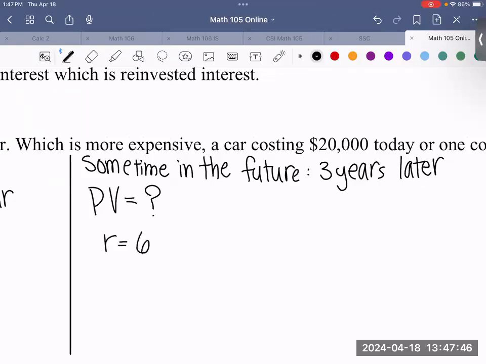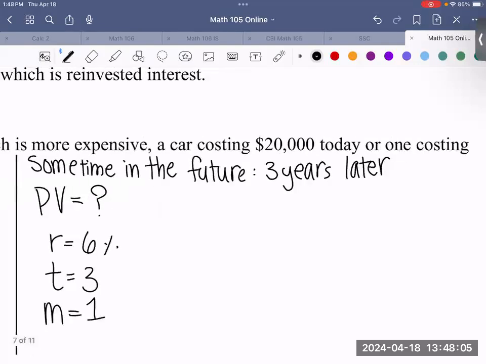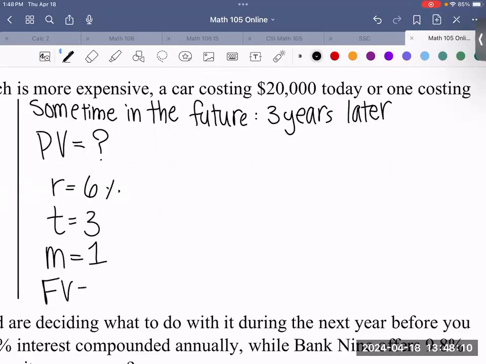We know your 6% interest. We know your 3 years. And your compounding, well, they don't say it, so we're going to just assume, under the same context, it's just going to be 1 year annually. So if we have, oh, and I need my future value, $22,000, because we are in the future. So $22,000 in the future.